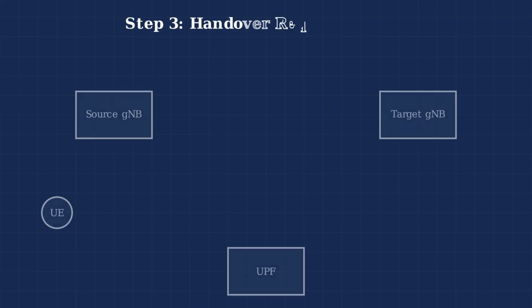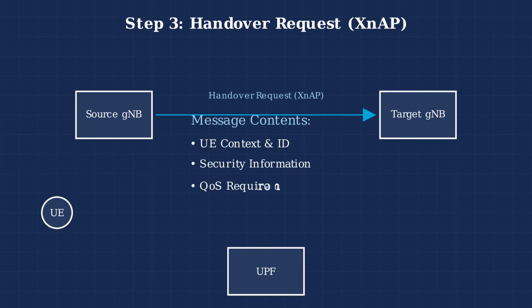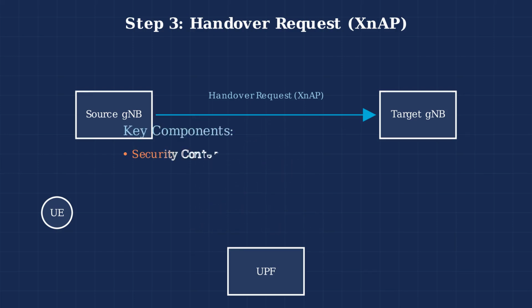In Step 3 of the XN handover procedure, the source GNB sends a handover request message to the target GNB. This message is transmitted via the XN interface, which provides direct communication between the two GNBs. The handover request message carries several critical pieces of information about the user equipment. Two particularly important components are the security information and QoS requirements.